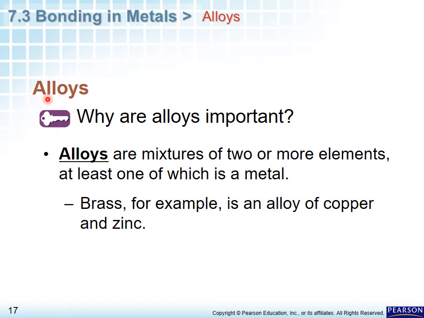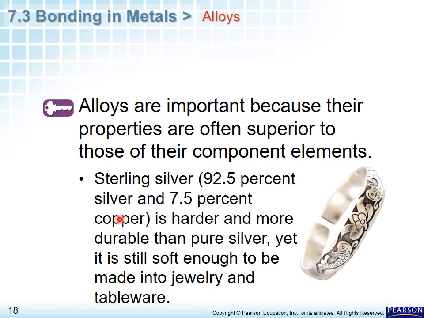Okay, next, what is an alloy? Why are alloys important? Alloys are mixtures of two or more elements, at least one of which is a metal. Brass is an example of an alloy of copper and zinc. So brass is the alloy of copper and zinc. When two or more metals mix together and form a new metal, this is called an alloy.